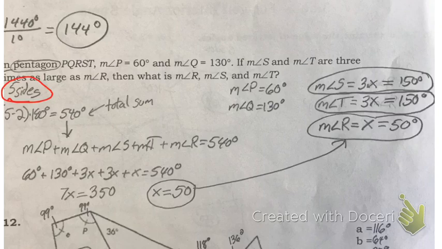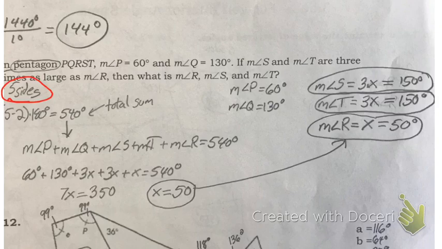So I set that up. I said P plus Q plus S plus T plus R equals 540. Then I put in the information that I knew. One of the angles was 60 degrees, one was 130 degrees. And then it says 2 of the angles were 3 times as large as that last angle, so I replaced them with 3x, 3x, and then x. That's where I got 3x plus 3x plus x plus 190 equals 540. Then I solve for x to get my 50. Then I just plug it into the different 3x's and the x.